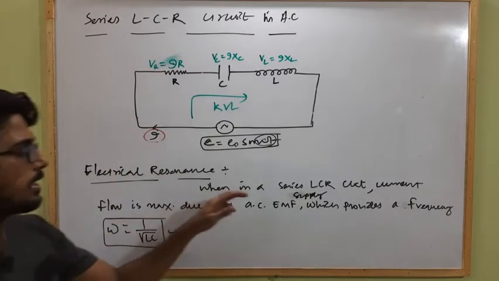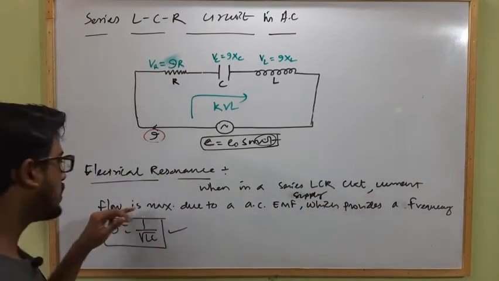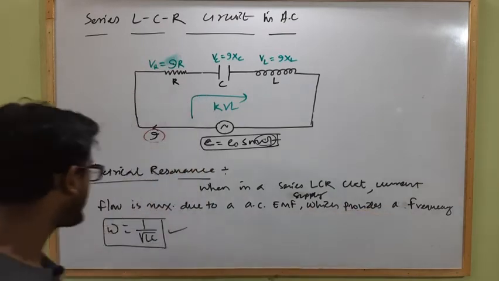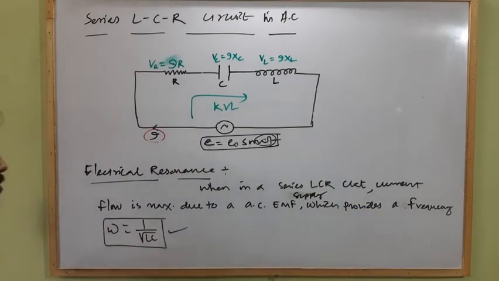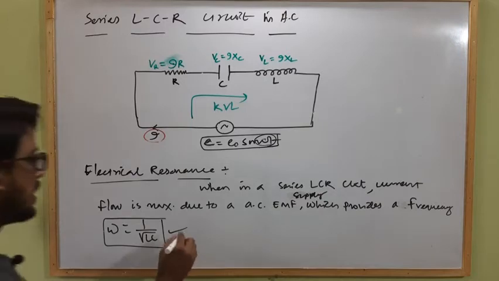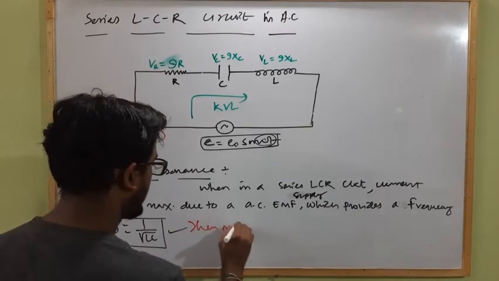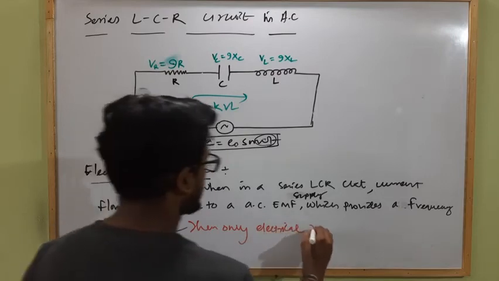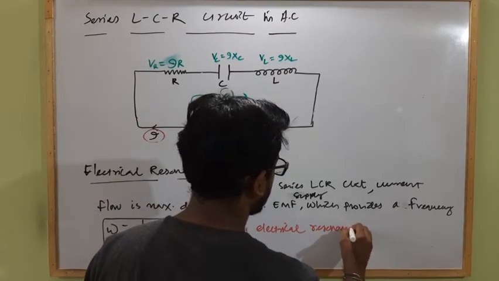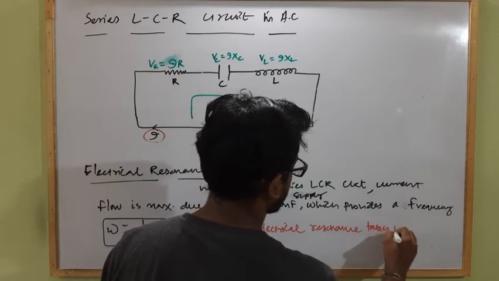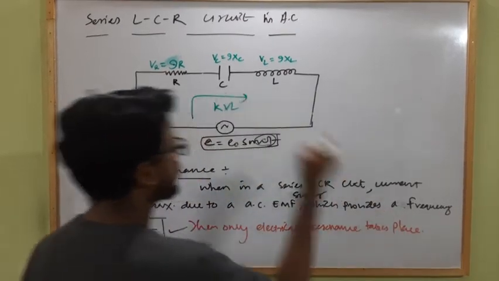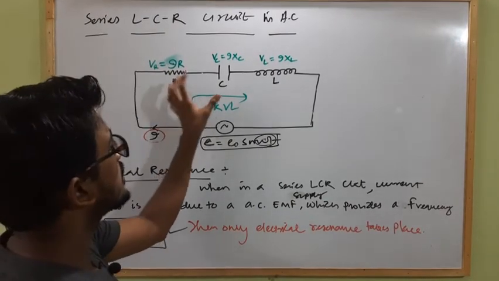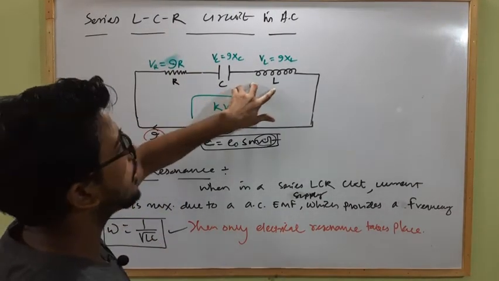Clear? So when in a series LCR circuit, current flow is maximum due to an AC EMF supply which provides a frequency omega equal to 1 by root over of LC, then only electrical resonance takes place for the given LCR circuit. Clear? Because for different series LCR circuits, C and L values may be different.